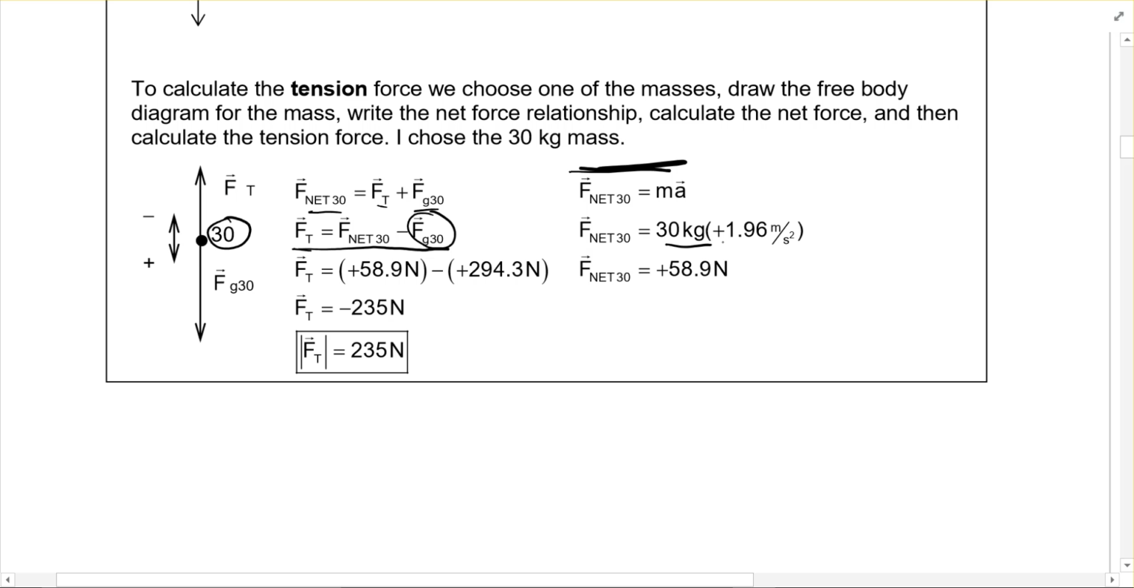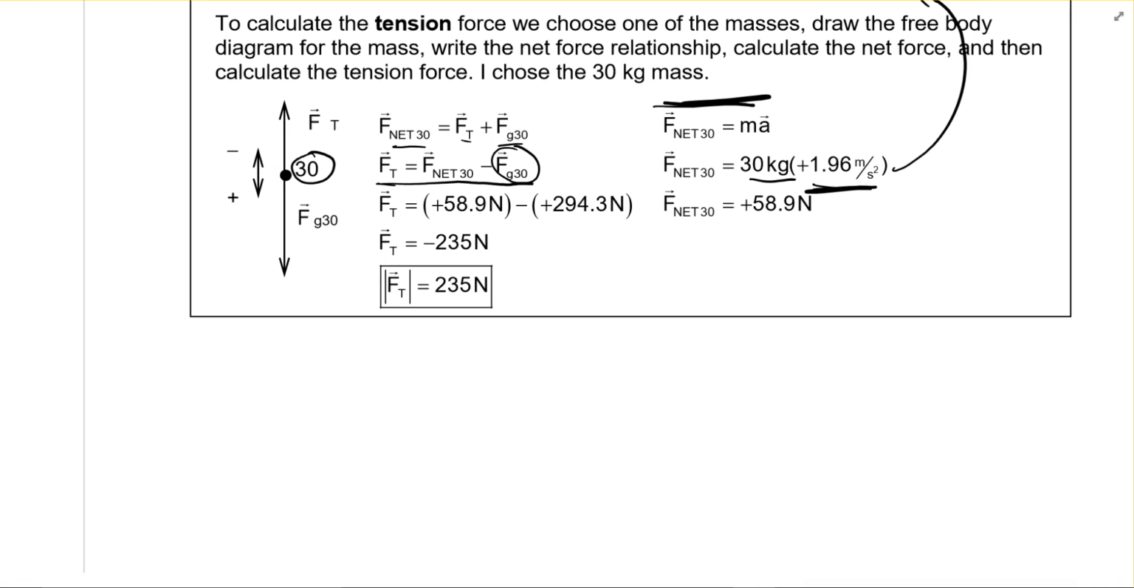Our mass is 30 kilograms. Our acceleration is what we just found in the part above, right? We got that from the first part. So our net force is going to be 58.9 newtons, and it's positive, so it's down. Remember?